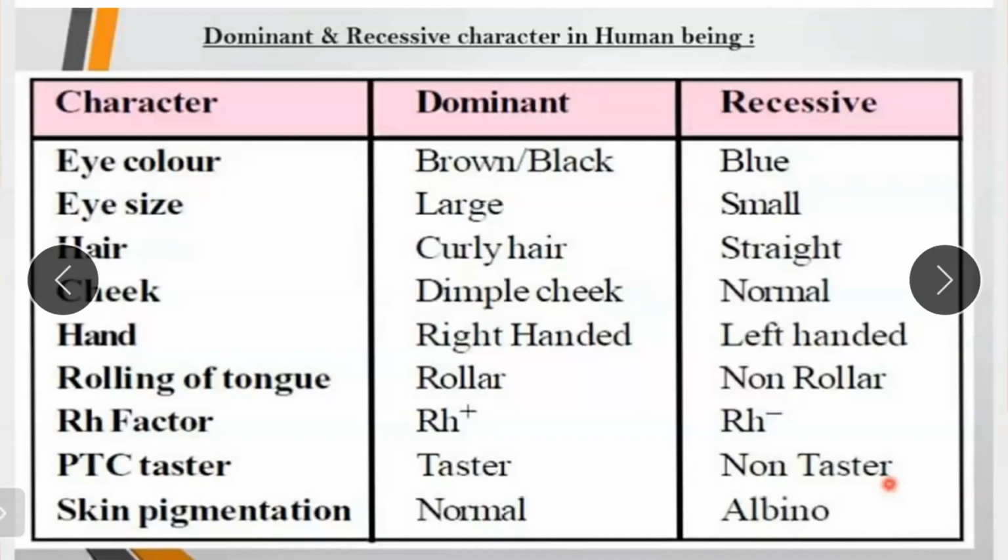What about the rolling of the tongue? In dominant, most of the people or most human beings can roll their tongue. But some cannot, so they are non-rollers. And what about skin pigmentation? In dominant, in our India, we can see mostly the normal skin color. And what about the recessive character? It's albino. These are the characters which we can see in human beings.